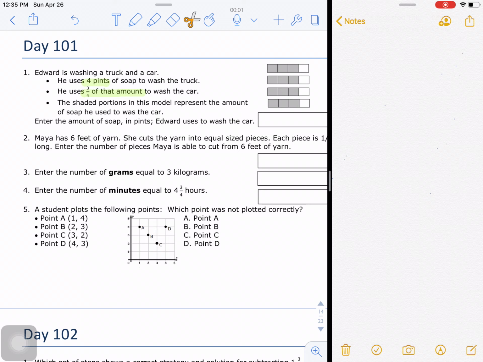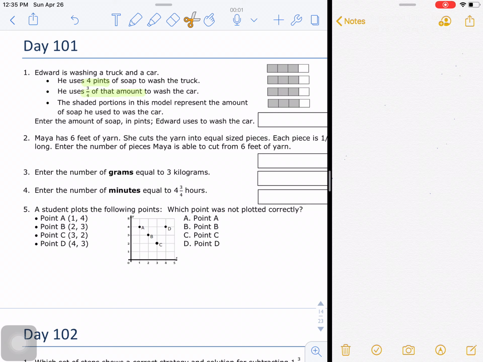Let's read problem number one. Edward is washing a car and a truck. He uses 4 pints of soap to wash the truck. He uses 3/4 of that amount to wash the car. The shaded portions in this model represent the amount of soap he used to wash the car. Enter the amount of soap in pints Edward uses to wash the car.